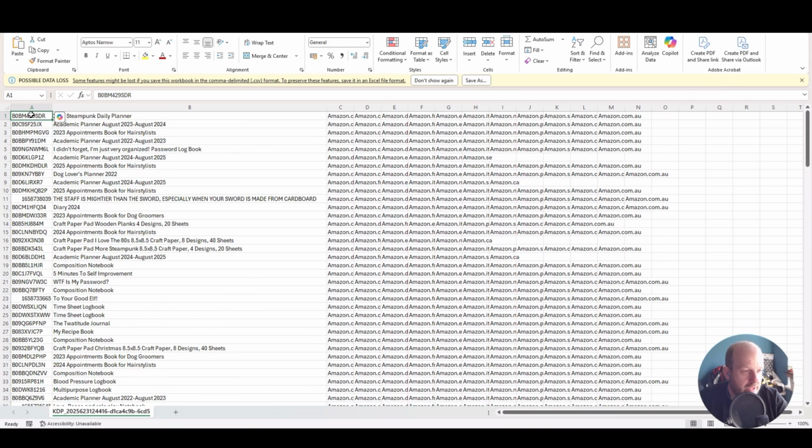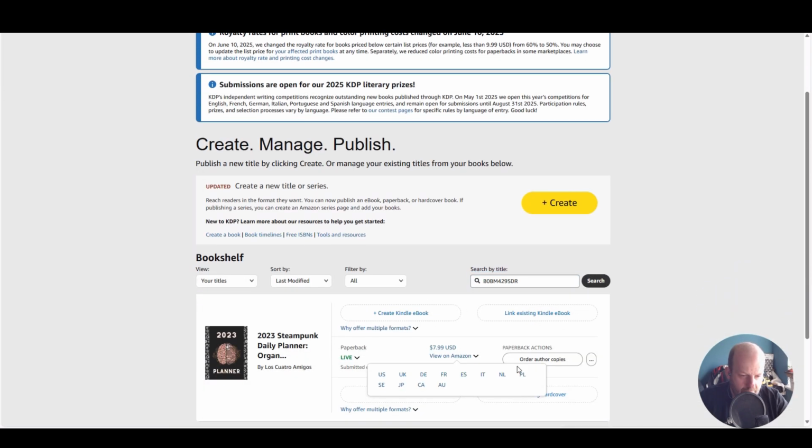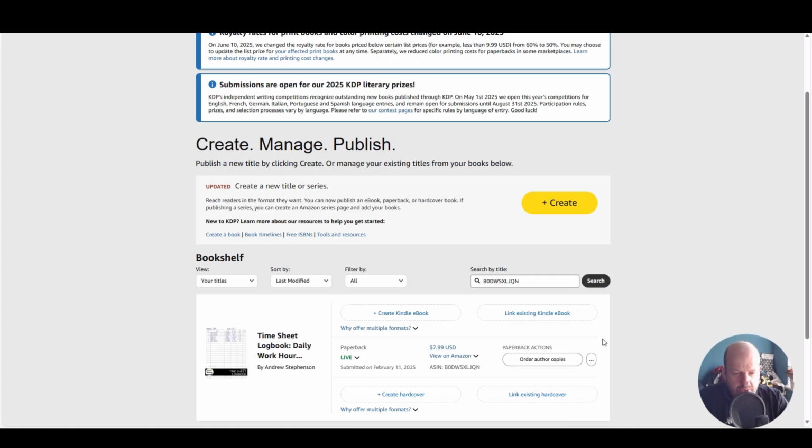But what you would do is you'd find the BSR, you'd find the number here. I've forgotten what it's called, but you'd get your identifying number here and just put it into the search by title. ASIN number, that's what it's called. And then you could go in and change your prices there. So this is one of the books that was new. I actually charged $7.99 US. But again, I was still making $1.50, $2 royalty on it.